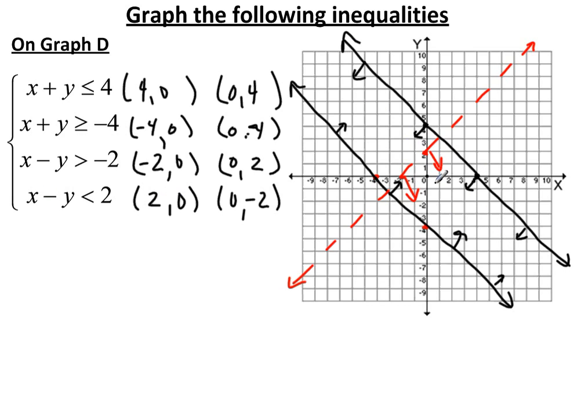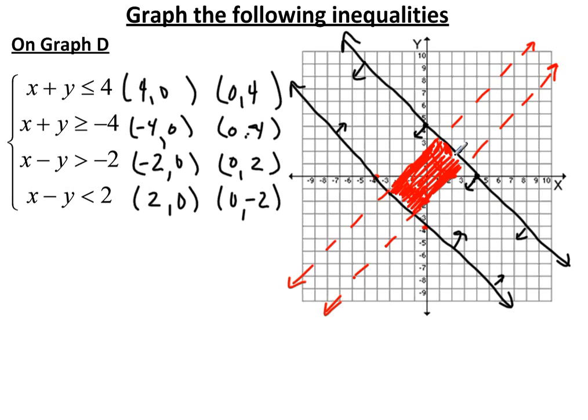Let's try our last one. 2, 0, and 0, -2. Again, it should be parallel to that. It's also going to be a dashed line. So let's put a dashed line, up 1 over 1, down 1, left 1. Okay, and if I put the point 0, 0 in here, is 0 less than 2? It's a true statement, so now I've got to shade towards 0, 0, which would be above this line. Okay, so if I think about it, it has to be between the black lines and between the red lines. The only area that is overlapped between all of them is this little space right here.